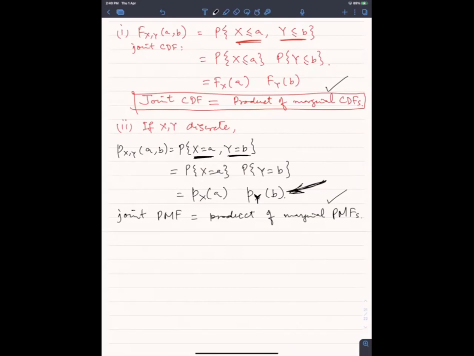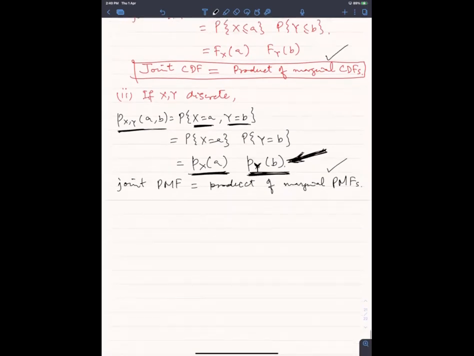So first we said that if X and Y are independent, then this will be true. I'm saying that the converse is also true: if this is true, then the random variables X and Y will be independent. So this is an if and only if condition. If the joint PMF factors out such that the X term goes to one side and the Y term goes to the other side, it means the random variables are independent, and vice versa is also true.